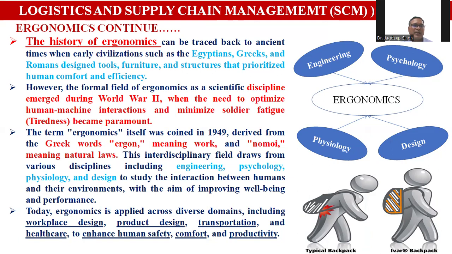Now, the history of ergonomics can be traced back to ancient times when early civilizations such as Egyptians, Greeks, and Romans designed tools, furniture, and structures that prioritized human comfort and efficiency. However, the formal field of ergonomics as a scientific discipline emerged during World War II, when the need to optimize human-machine interactions and minimize soldier fatigue, tiredness basically, became paramount.